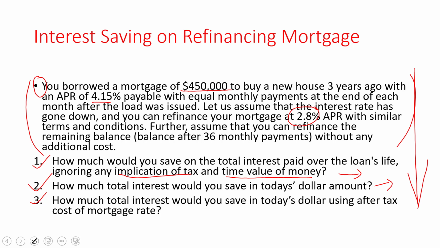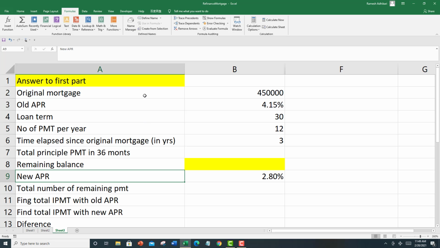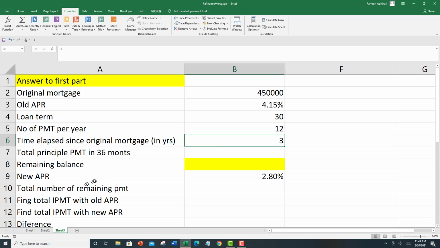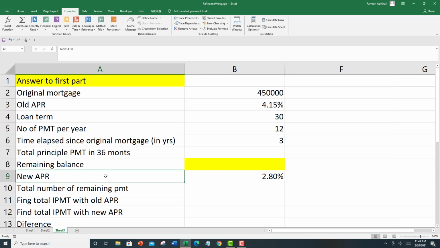So let's go to our Excel. So here I have the Excel file with pre-filled information. I have original mortgage, old APR, loan term, number of payments per year, and time elapsed since original mortgage, which is 3 years, and new APR. So given this information, I would like to answer the first part of our question.